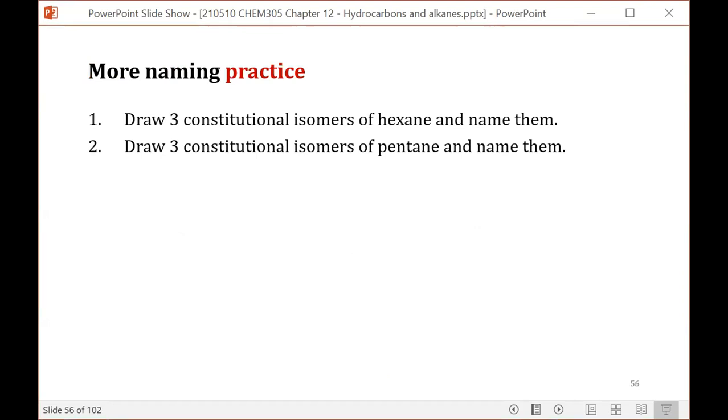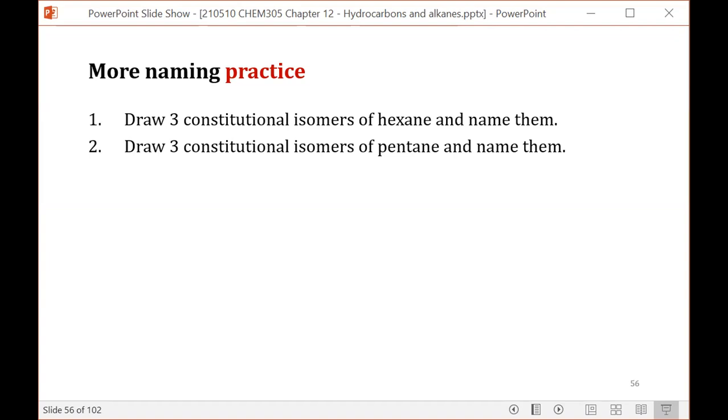Okay, so to give yourself more practice, what I challenge you to do at home is to draw 3 constitutional isomers of hexane and name them. This will get you practice drawing constitutional or structural isomers. These are the ones where the structure is actually different, the connectivity between the atoms is different. And then once you draw them, take the structure that you drew and name it according to the IUPAC naming conventions we just went over. And then do the same thing with pentane and see if you can do it again. So really try this out. It's a really great way to practice both drawing isomers and naming compounds.